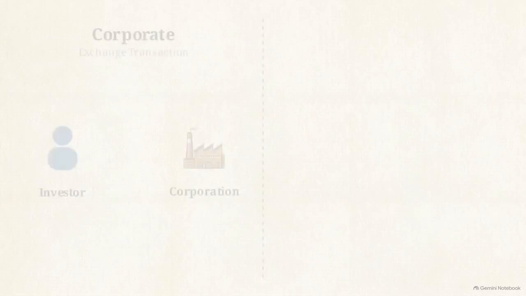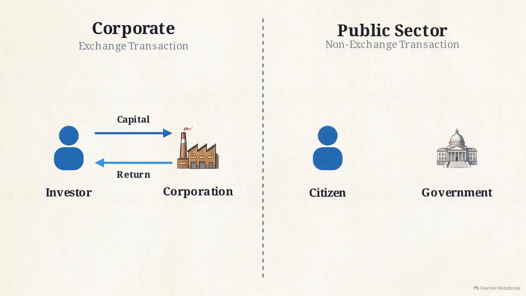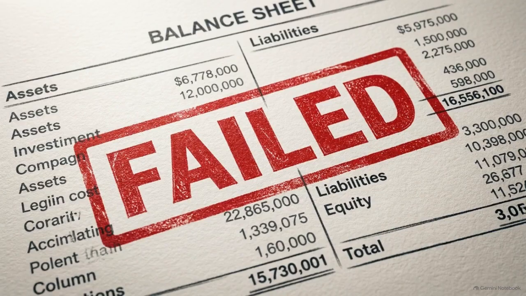In a corporate exchange transaction, value is traded equally, but in a public sector non-exchange transaction, like paying taxes, that payment yields no direct proportional return. This broken feedback loop means individual taxes rarely equal the exact value of the benefits personally consumed. Because the funding is compulsory and the ultimate objective is public welfare rather than financial return, standard corporate metrics like net income or earnings per share fail to measure a government's actual success.